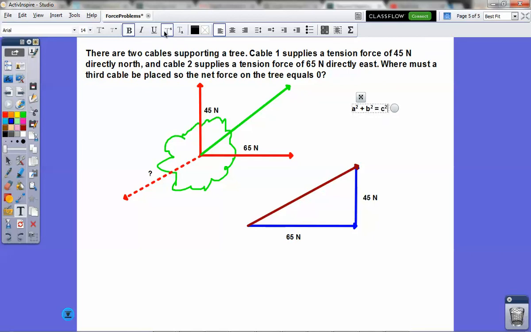At some point, I'm going to have to use trig, because I'm going to need an angle at some point. But definitely a squared plus b squared equals c squared would work out nicely here, because then you would just do 45 squared plus 65 squared. And if I square rooted that whole thing, that would equal c, right? So I just square rooted both sides and then plugged in here, right?